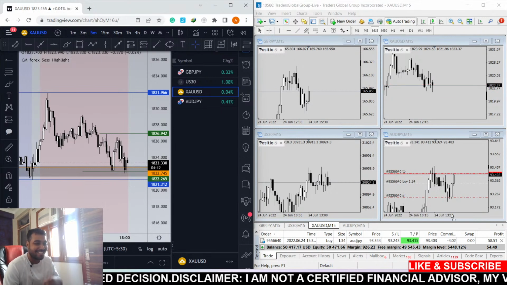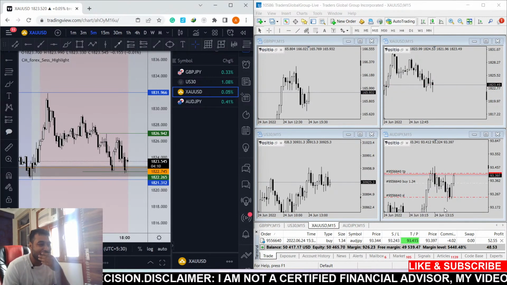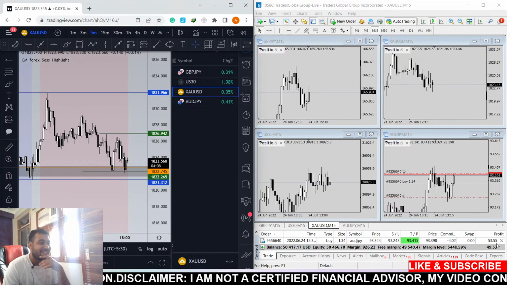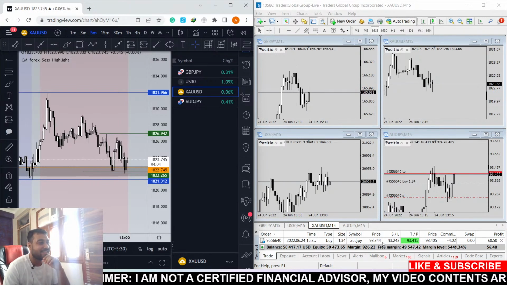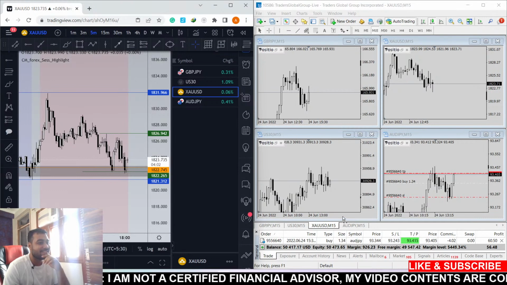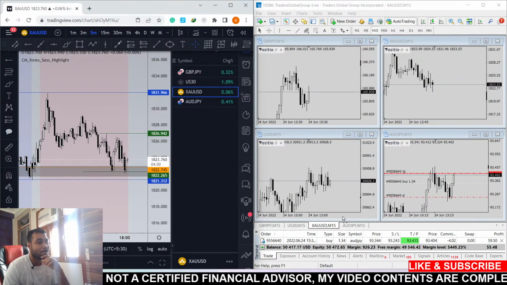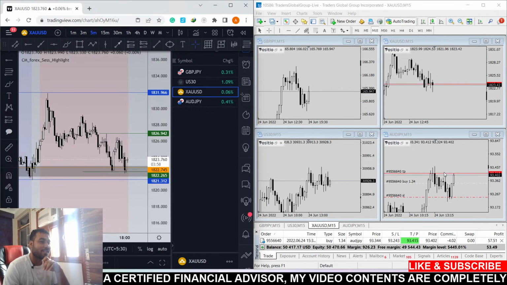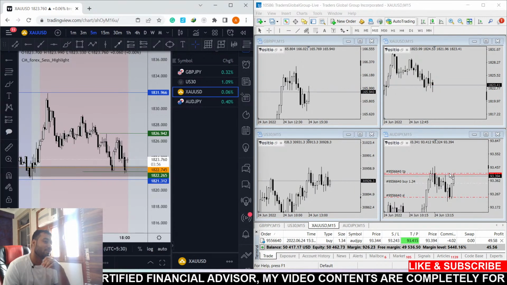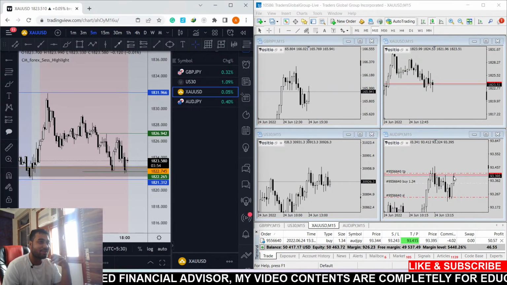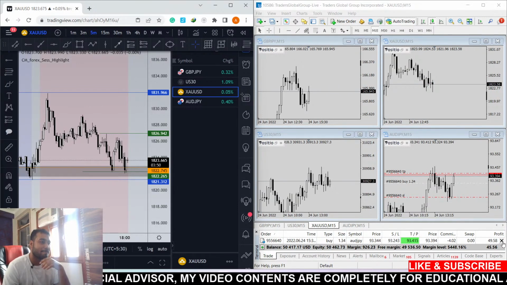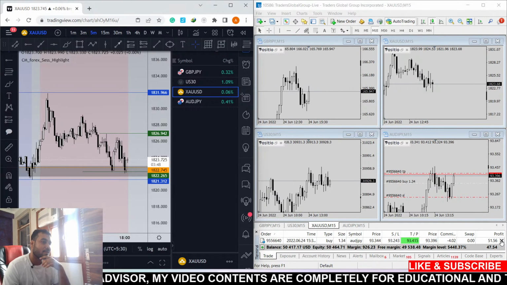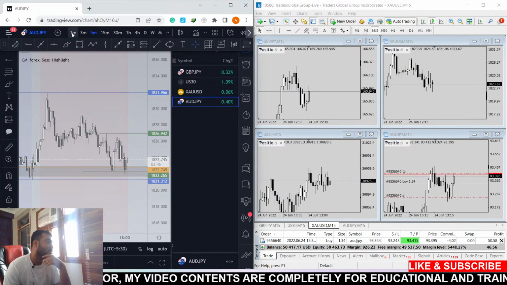Look at AJ. It's so stable. So let's suppose here we have our stop loss. Then it would have taken our stop loss. I'm just closing it manually. Check it.